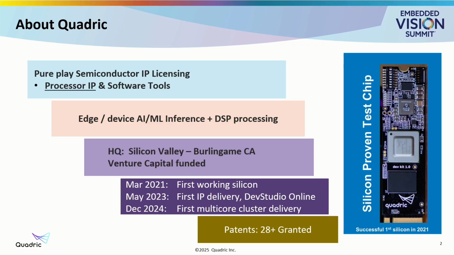I'm gonna just talk a little bit about Quadric to begin with. We're an 8-year-old startup. We are a pure play semiconductor IP licensing company. So we license processor IP and the software tools that are around that processor IP. We specialize in edge and device applications, machine learning, AI, as well as DSP processing. As you'll see, the architecture is more than capable of DSP processing and really any data parallel processing. We're headquartered just up the road in Burlingame, and we have proven this out on silicon and delivered IP to multiple customers.